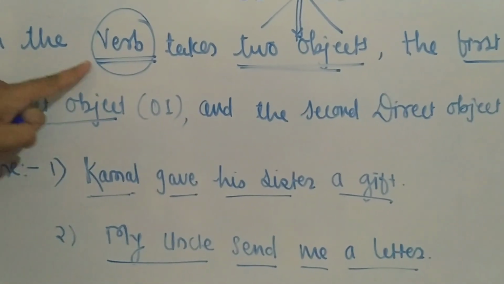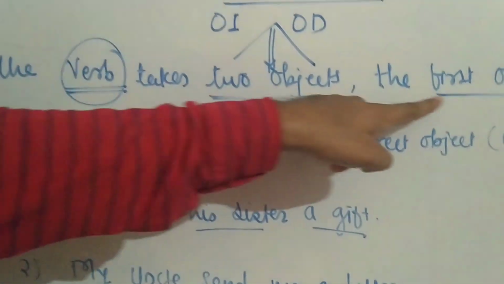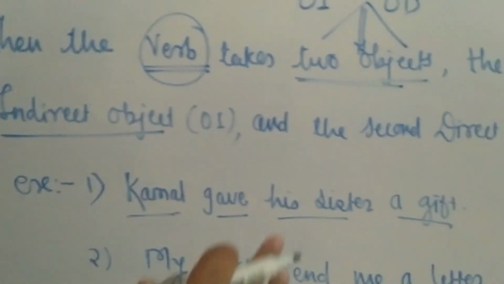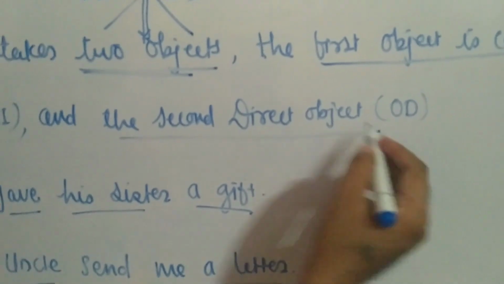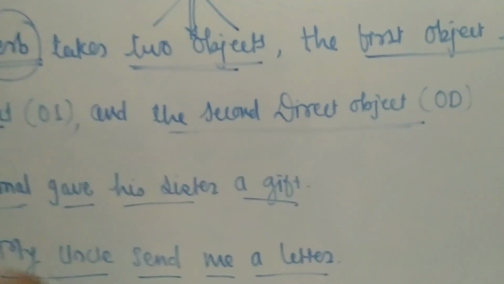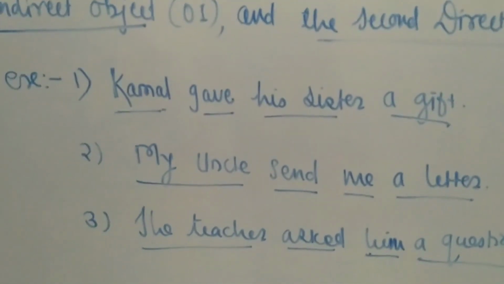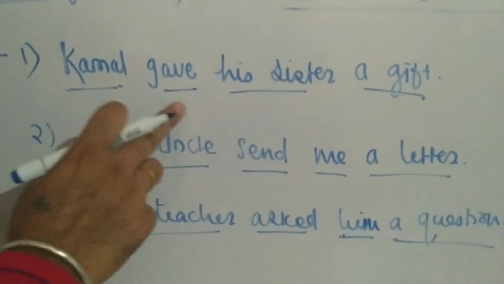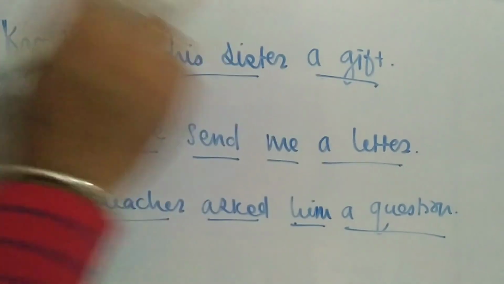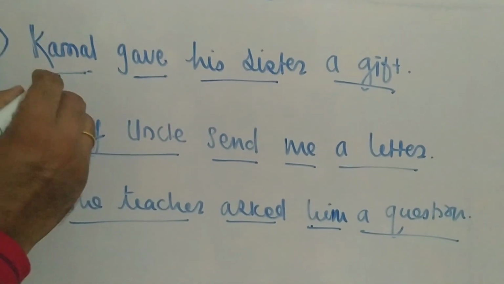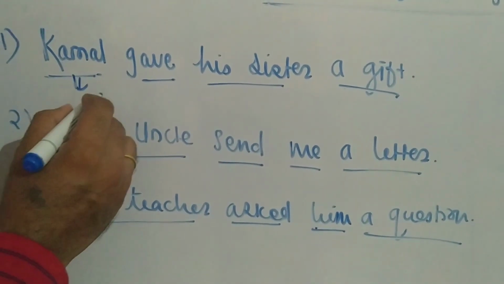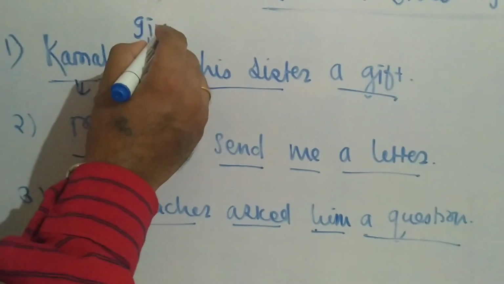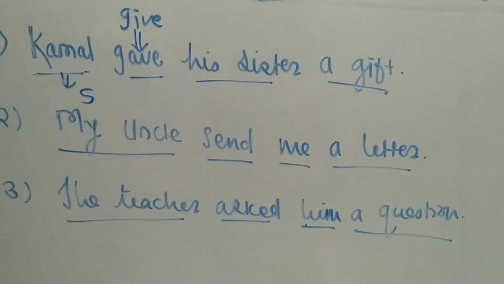When the verb takes two objects, the first one is called the indirect object, and the second we call the direct object. So it is very easy to find out the direct object and indirect object in the sentence. Now see the example. Kamal gave his sister a gift. Dear friends, the first word always takes the place of subject. Gave is the second form, give, gave, second form. It is a simple past tense.